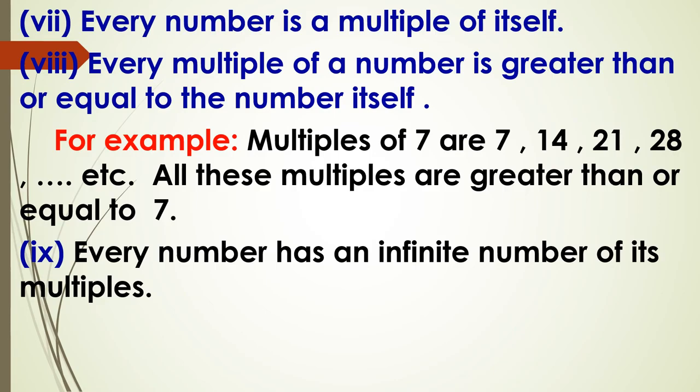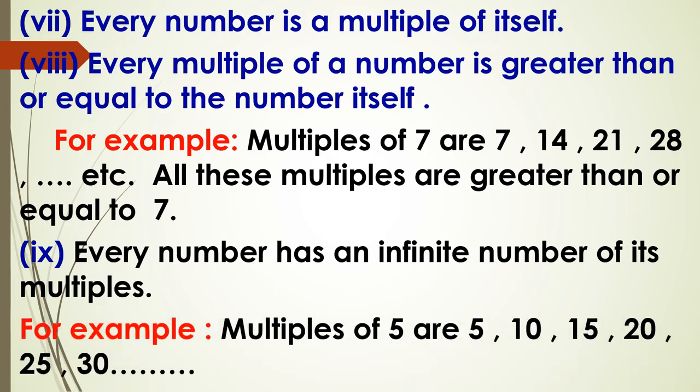But is the table of 5 up to 50 only? No. It is then 55, then 60, then 65, 70, 75. So it never ends. Every number has an infinite number of multiples. They are countless, they are endless. Factors are finite, but multiples are infinite.